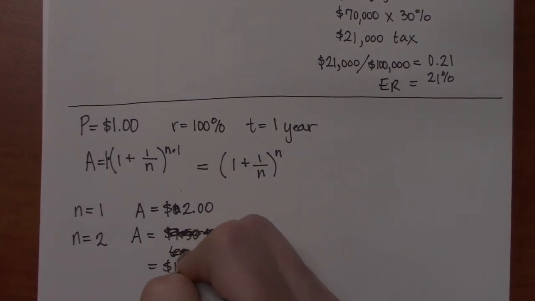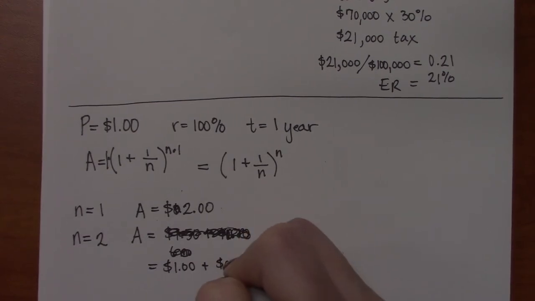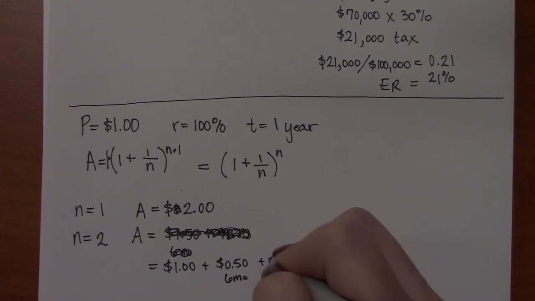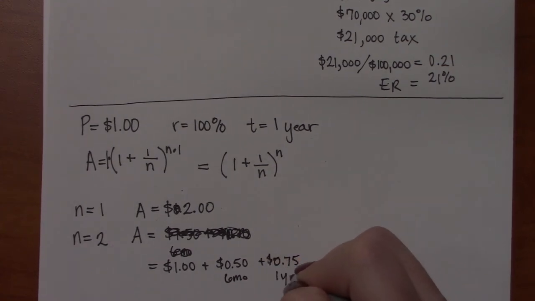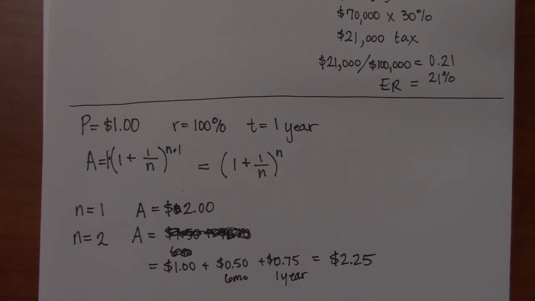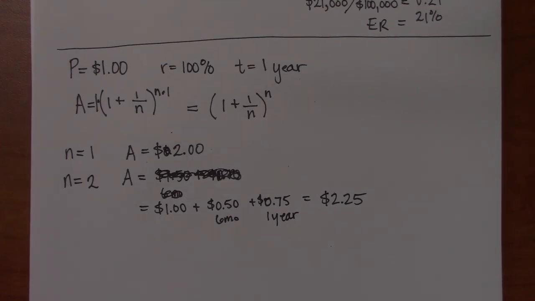I wanted to write it like this. You have your dollar, right? Plus you get 50 cents after 6 months, plus you get another 75 cents at the end of the year. And so the total amount you end the year with is $2.25. So just by compounding the interest one additional time in this scenario, you made 25 more cents at the end of the year. If you start multiplying that by multiple dollars, that's a pretty big jump, right?